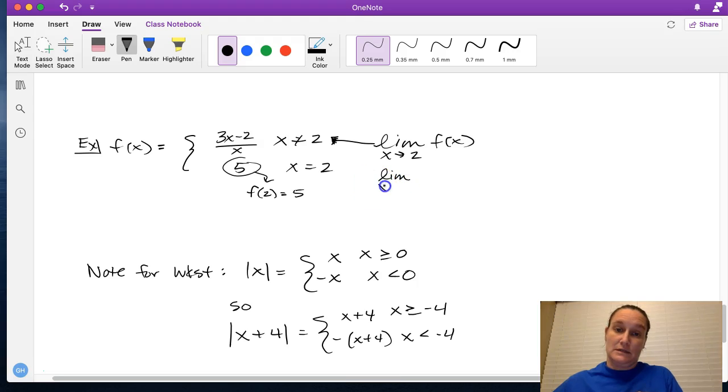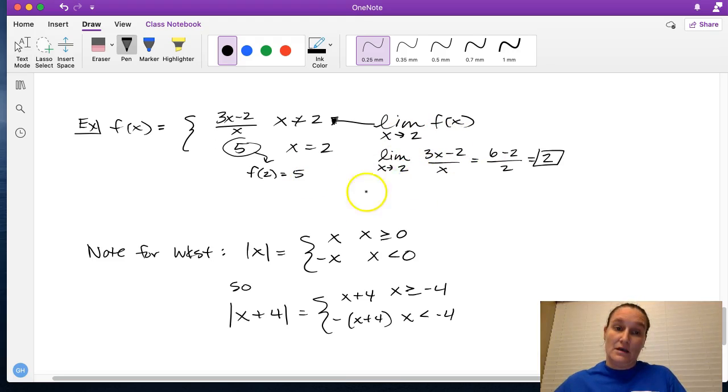So we take the limit as x goes to 2 of 3x minus 2 over x. And if we plug 2 into that, that's 6 minus 2 over 2, which is 4 over 2, which is 2. Okay, so our limit is 2, whereas f of 2 is 5. Okay, so that's a big, important deal.